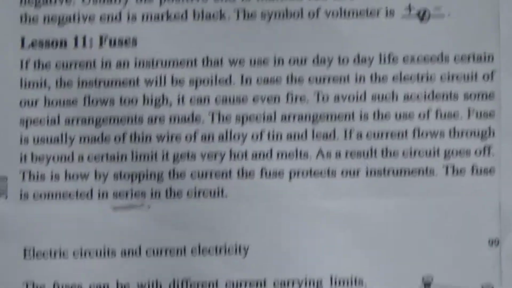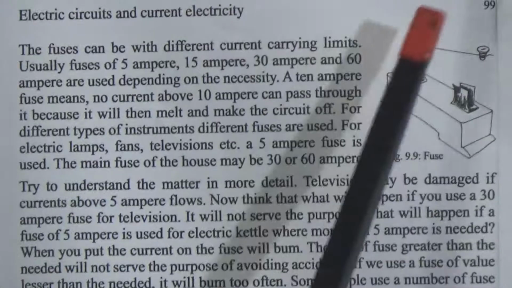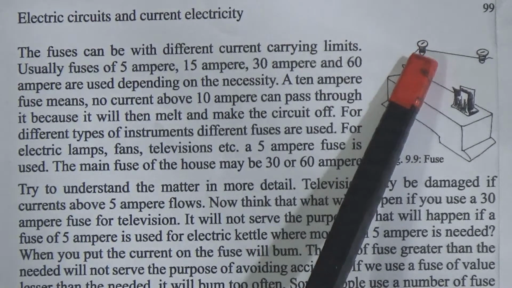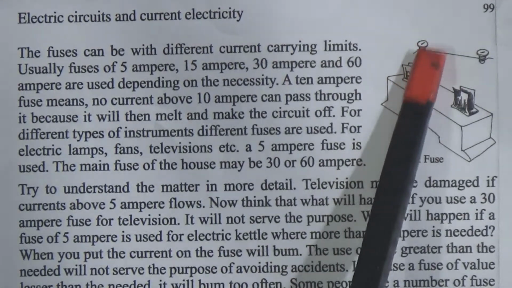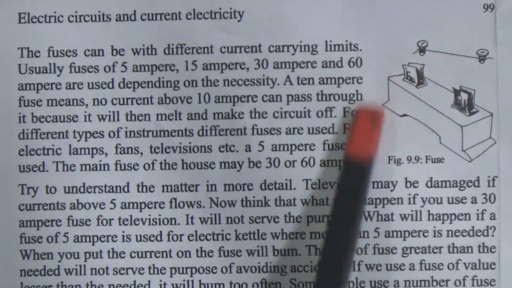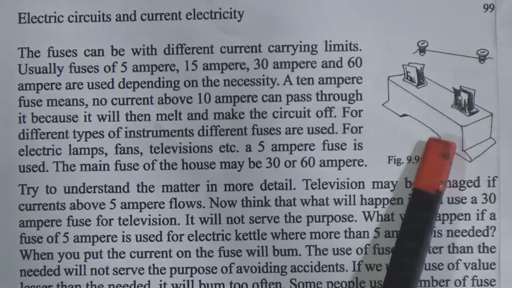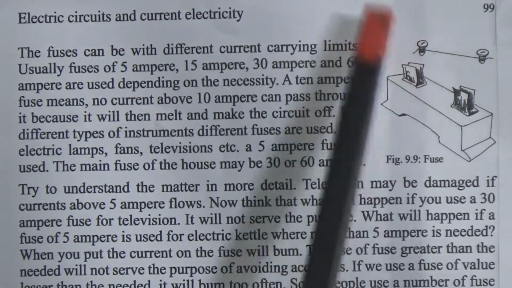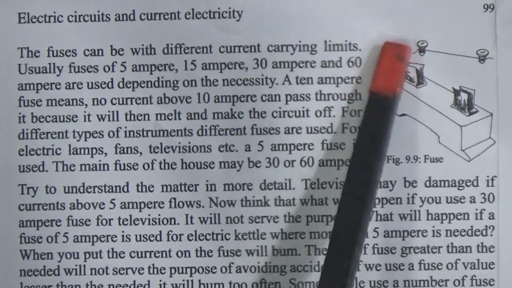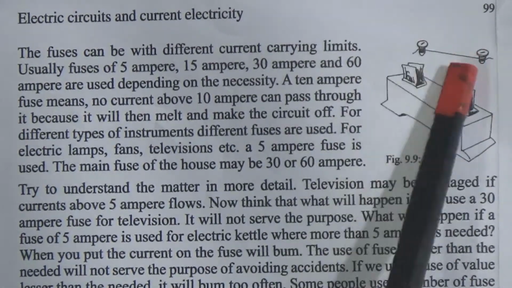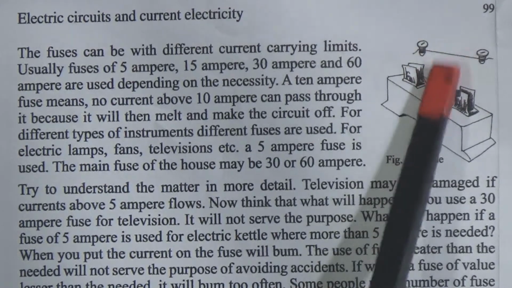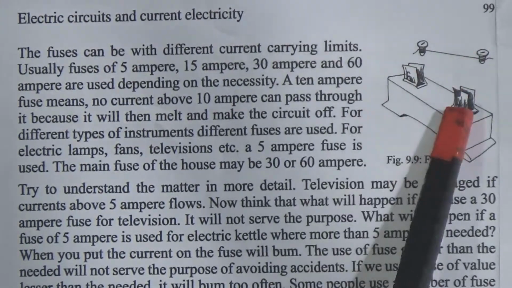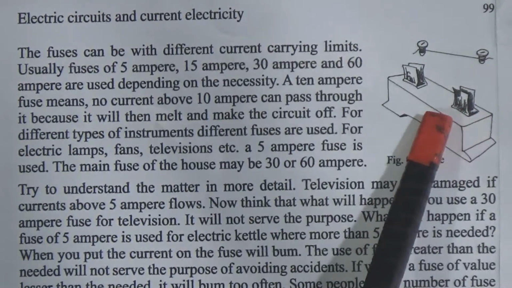Look, this is the picture of a fuse, and this is the thin wire of an alloy of tin and lead. And if it is a fuse of 5 ampere, the current flowing above 5 ampere can't pass through it. At that time it gets hot and melts. Thus the fuse helps to save our electrical instruments.